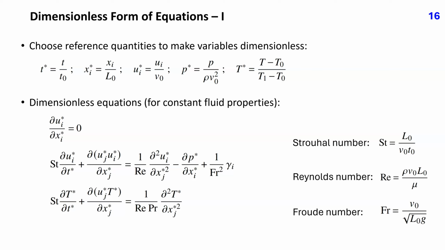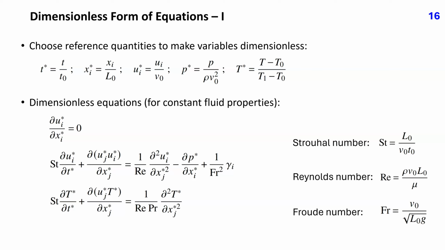For example, in periodic flows, the time scale is the period. For a flow in a pipe, the length scale is the pipe diameter, and the velocity scale is the mean velocity in the pipe cross-section. However, in complex geometries and non-periodic flows, the choice may not be so obvious. When all variables are normalized as indicated here, the continuity equation, the dimensionless form of the momentum equation for the velocity component ui, and the equation for temperature are shown here.